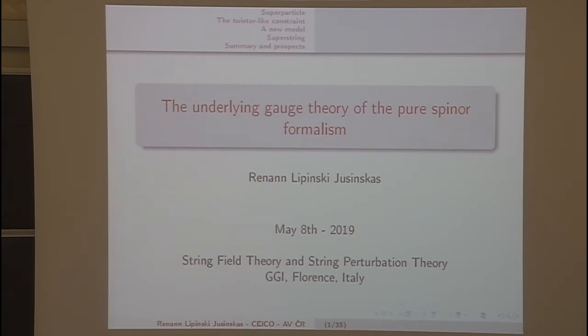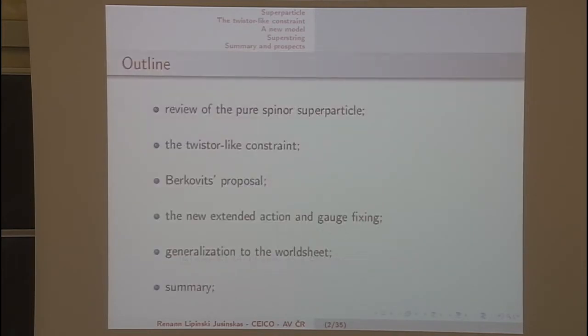I don't think this is the final answer, but I think it's at least a step forward in this direction. And so this is a brief outline. I'll mostly discuss the superparticle. I think it's more accessible for these 30 minutes. And then later I will do the generalization for the worldsheet. So we start with a review of the superparticle. Then I'll discuss this twistor-like constraint that Nathan proposed as one of the fundamental gauge theories behind the formalism.